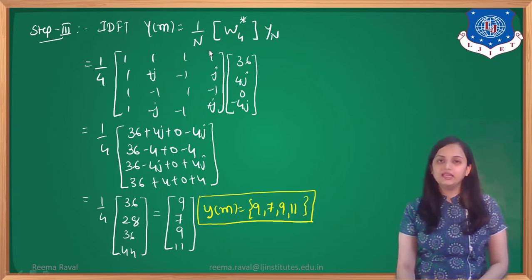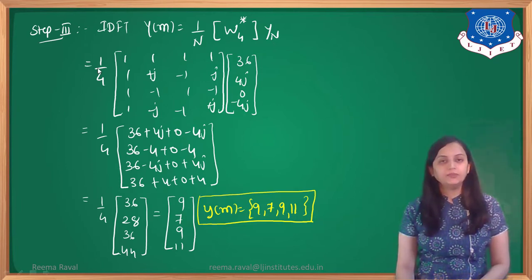So to find the IDFT, we will use the IDFT formula of matrix method, that is 1 by N conjugate of the matrix multiplied with the Y of k for the N point. Here we have N point 4, that is N equals 4. We will take 1 by 4 into the matrix having the places of j and minus j reversed, with the multiplication of the elements 36, 4j, 0, minus 4j, the values of Y of k.